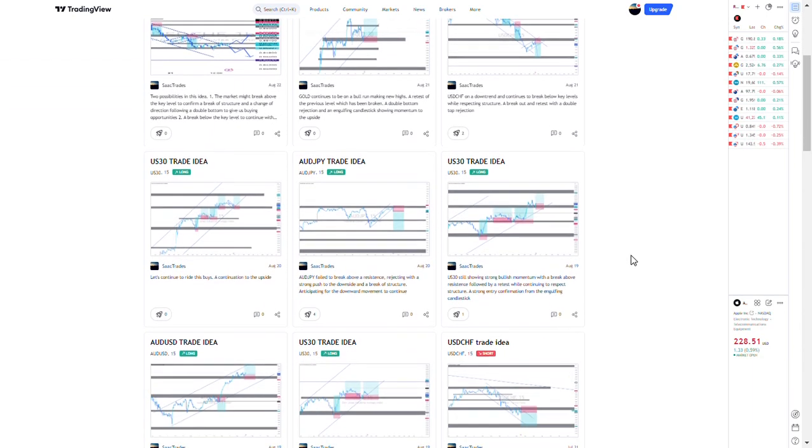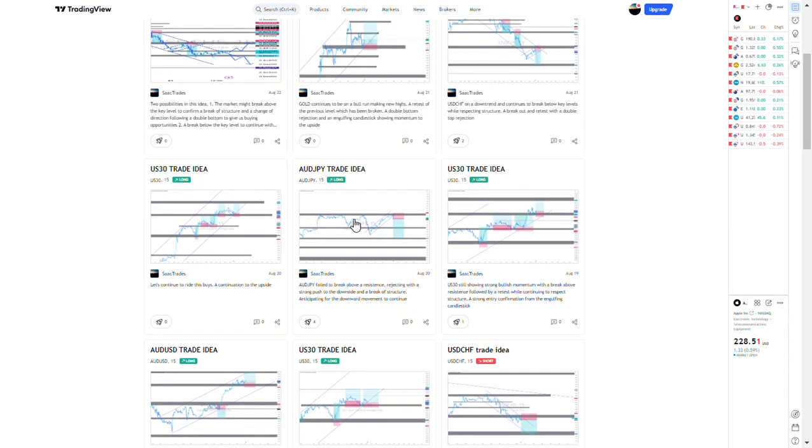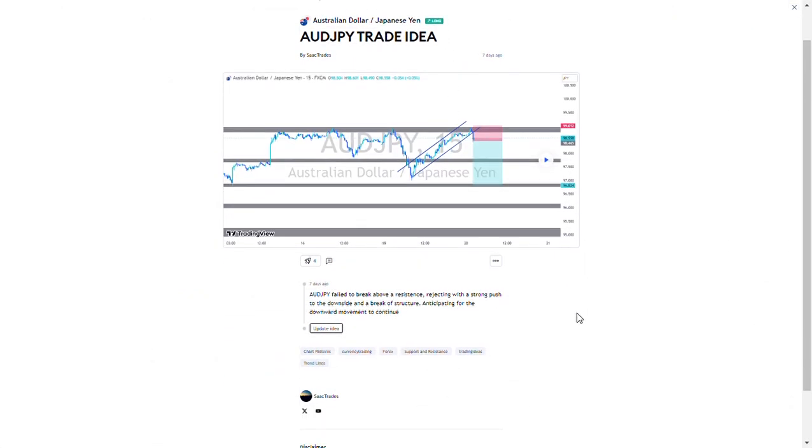Alright, so the next idea that I'm going to go through is the one for AUDJPY. Yes, AUDJPY. I think I hit stop loss on this one too. So AUDJPY failed to break above resistance, rejecting with a strong push to the downside and a break of structure, anticipating the downward movement to continue. This is a short-term structure that we broke out of, as you can see there. And we rejected this resistance area, so that's where I decided to enter for a sell, but I think this one hit a stop loss before eventually going in my direction.